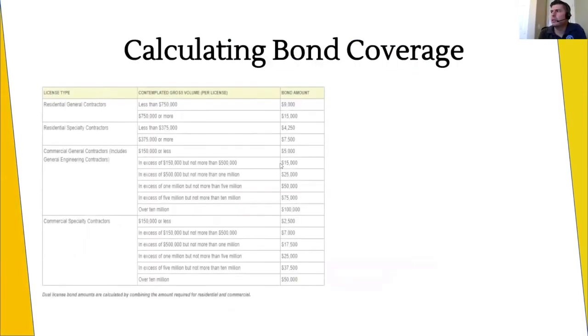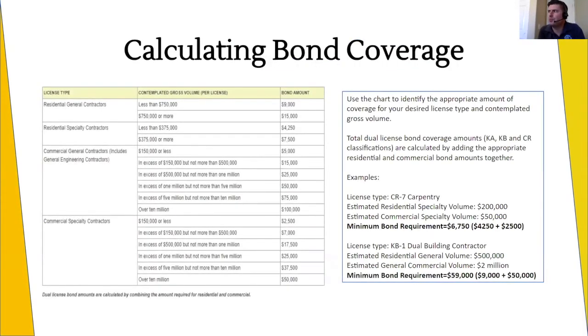Okay, so as we discussed, a couple of things go into calculating your bond amount: your estimated volume of work and the license type that you're applying for. And so you need to have the minimum bond amount. So if you are a residential contractor, maybe applying for our B license, and you estimate you're going to do less than $750,000, you need to get us a $9,000 bond to cover that license.